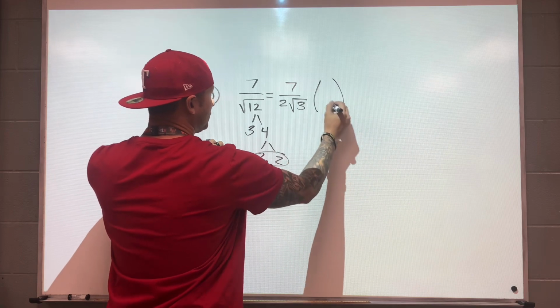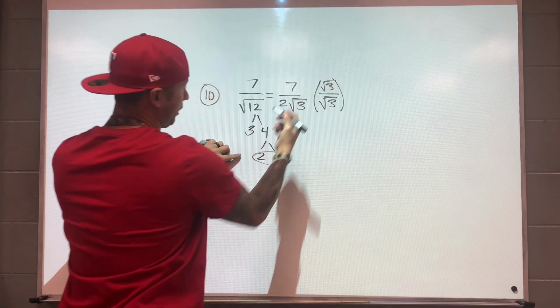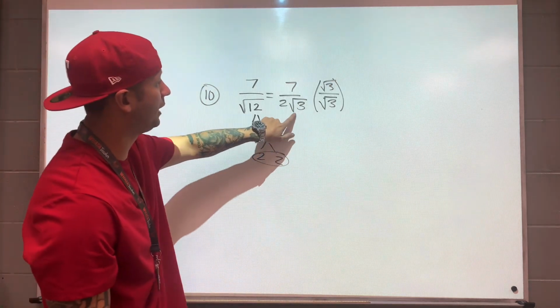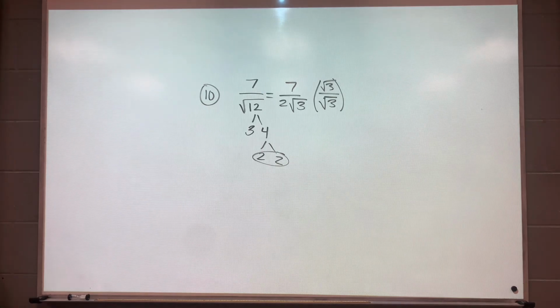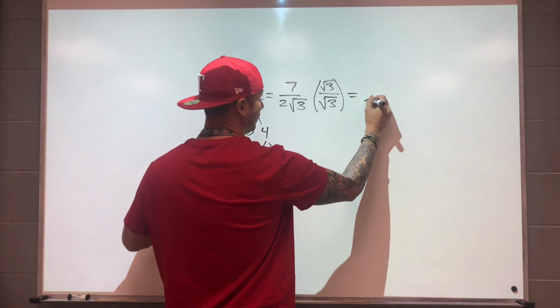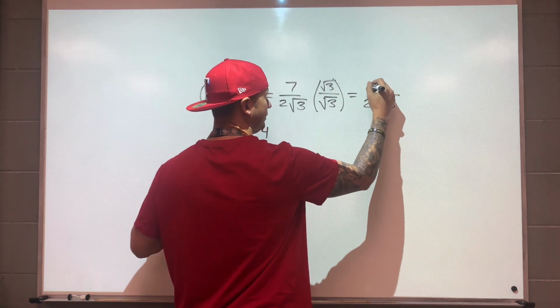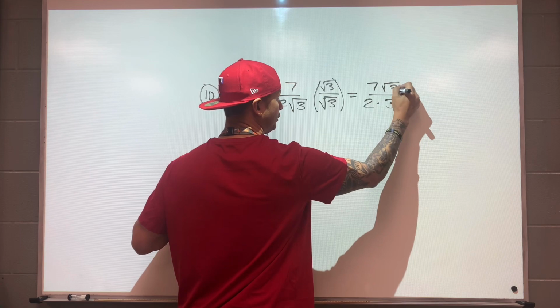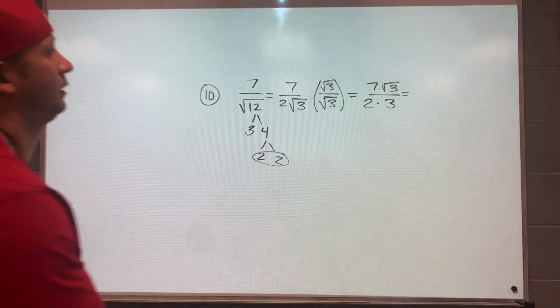Okay, I'm going to, again, get rid of the square root in the bottom by multiplying by root 3 over root 3. Root 3 times root 3 is just 3. 7 root 3. And then on the bottom, 2 times 3 is 6.